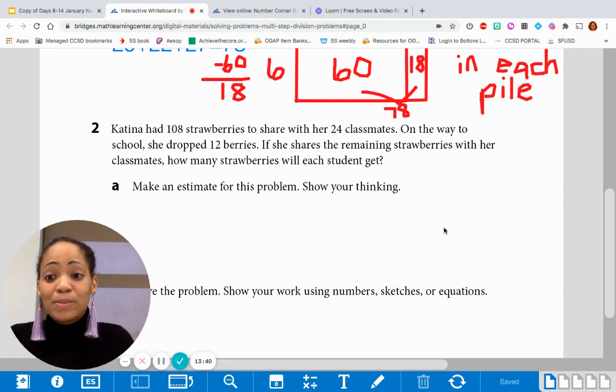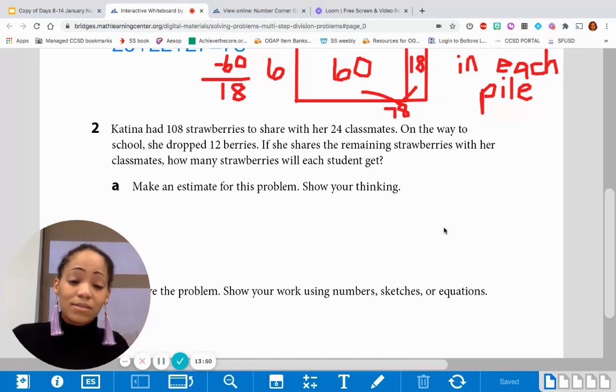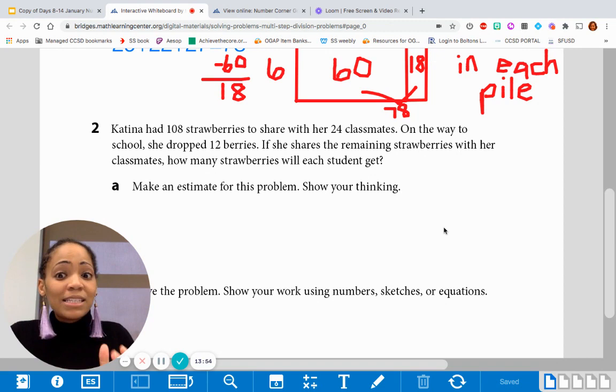So our first step should always be to think about, what is the problem even saying? She had some strawberries, she dropped some, which is subtraction, and then she shared it, which is division. You can think about division as sharing. So let's estimate. She had about 110, she dropped 10, so she had about 100, and she's sharing with 24 classmates. Our answer should be around maybe somewhere close to 4. Did you get that as an estimate?